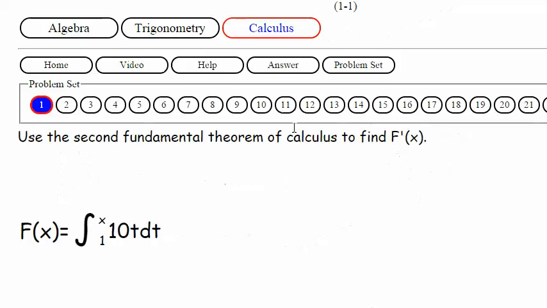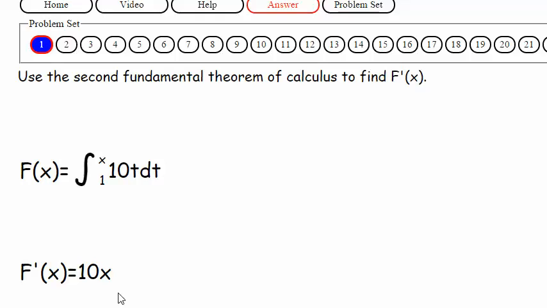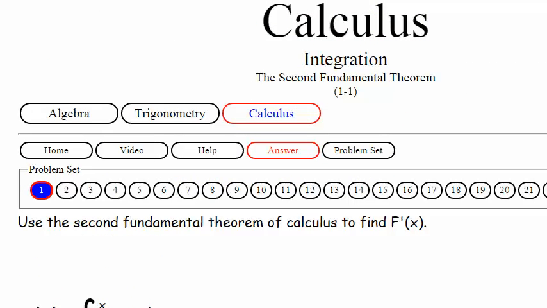All right, so let's go back and hit the answer. F prime of x is equal to 10x. You notice this is the integrand, just written in terms of x. The reason we rewrite the integrand and put it in terms of x is because this is an x here. If this were x squared, then we take the derivative of it and multiply it by the integrand. You just take the derivative of whatever this is and multiply it. Enough said. We'll be working another problem to see more of what's going on.